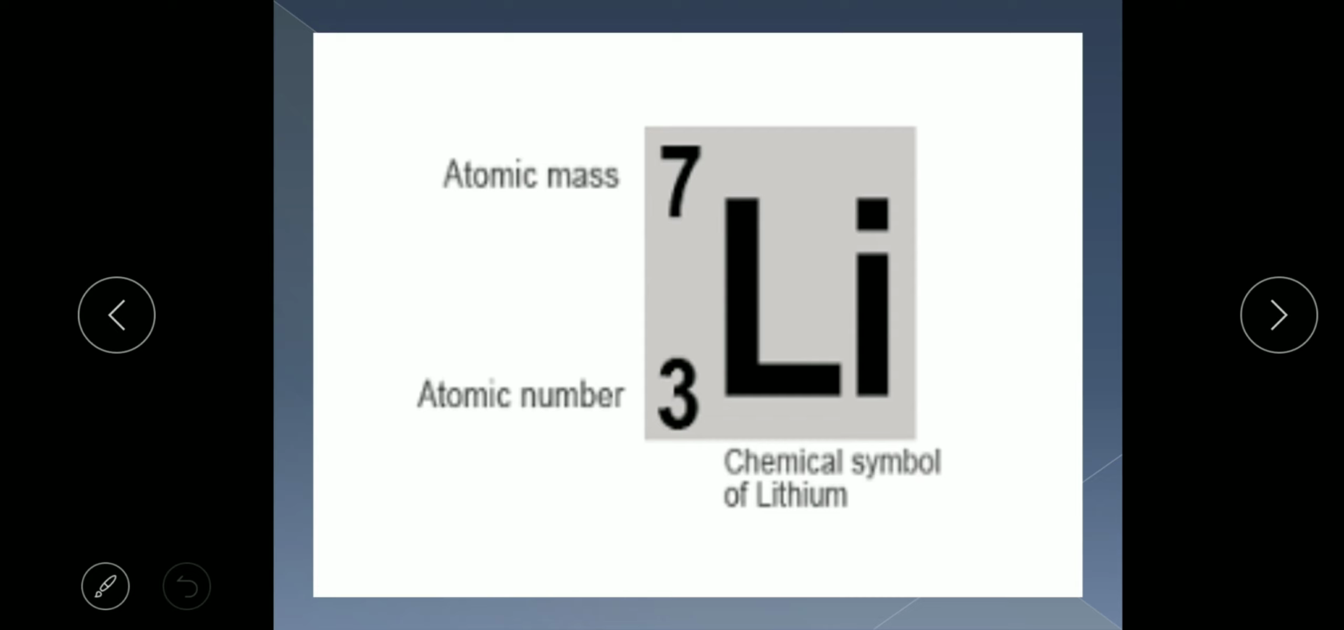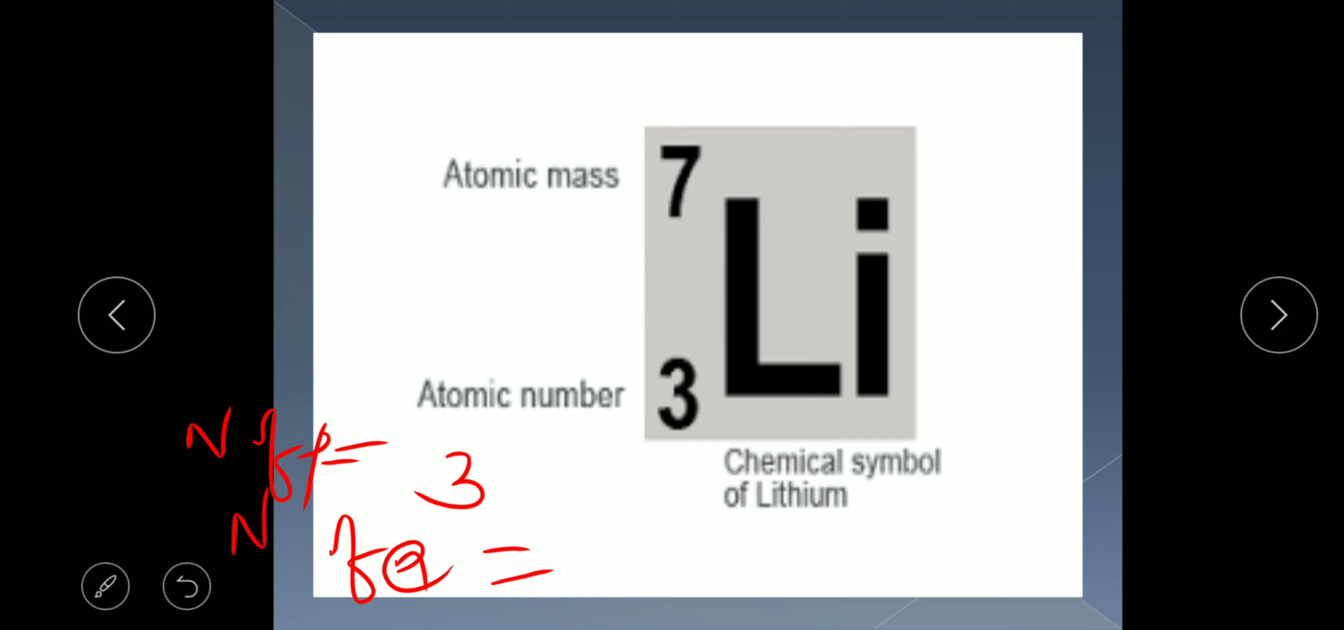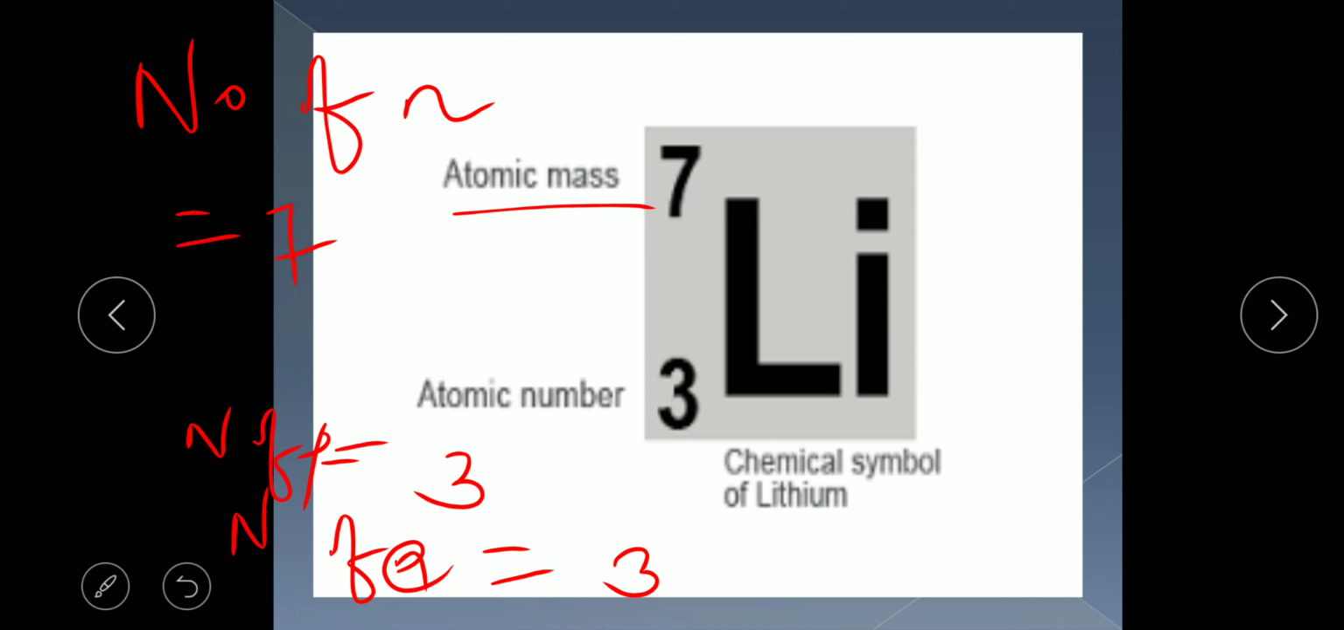Next, moving to the next, its atomic number is 3, its atomic mass is 7. Now just tell me, what will be the number of protons? Number of P for proton, small p. So that is 3. Then number of electrons is also 3. Then the atomic mass is 7. So what will be its number of neutrons? That is 7 minus 3 equals 4. Okay.